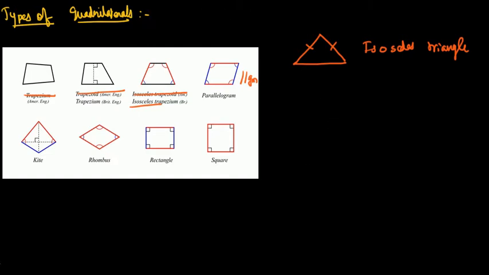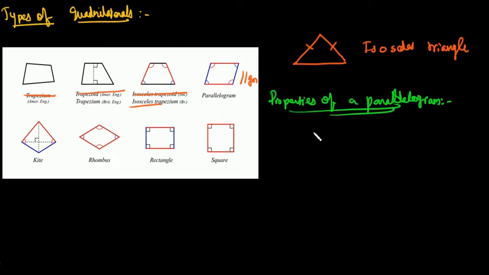So first we are going to see the properties of a parallelogram. We started with the parallelogram. This is important. What are the properties of a parallelogram? In a parallelogram, a diagonal of a parallelogram divides it into two congruent triangles.